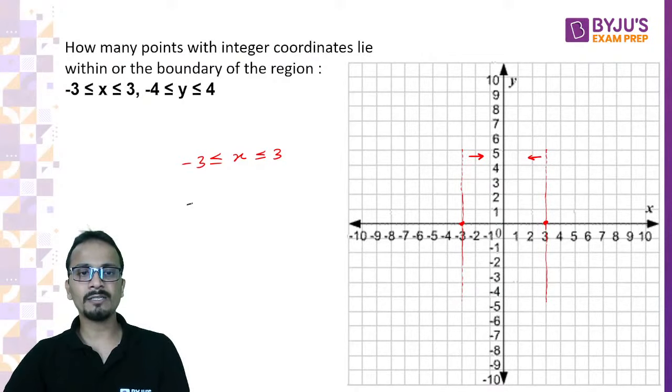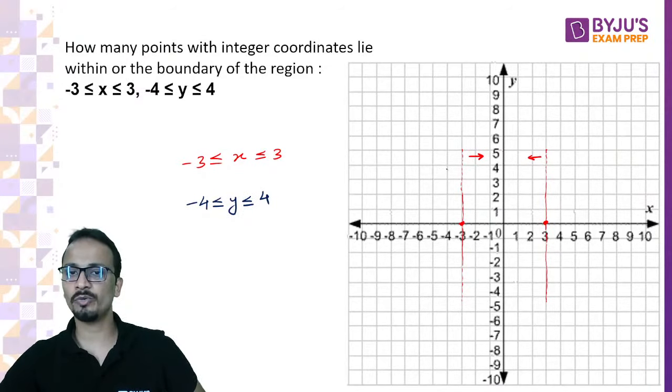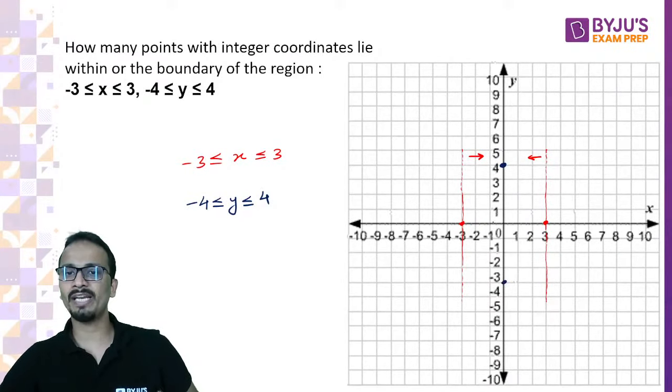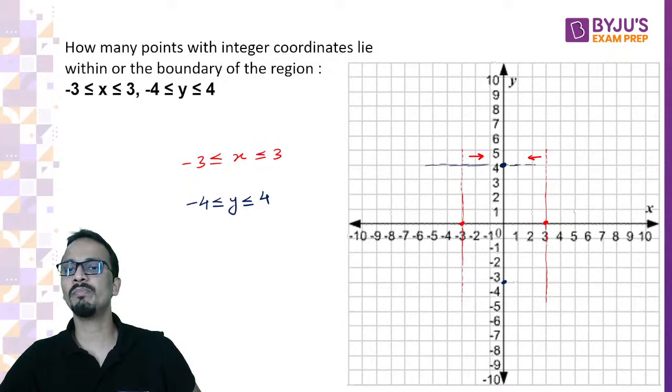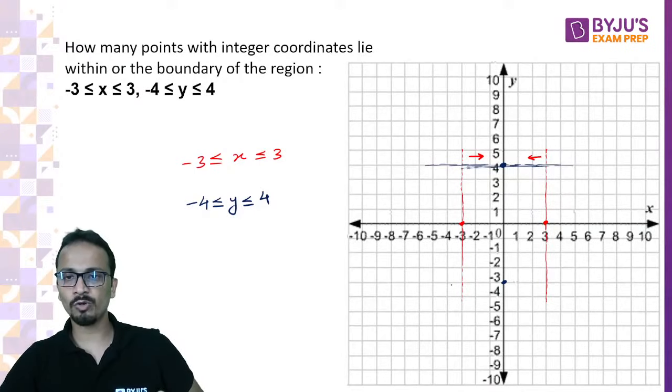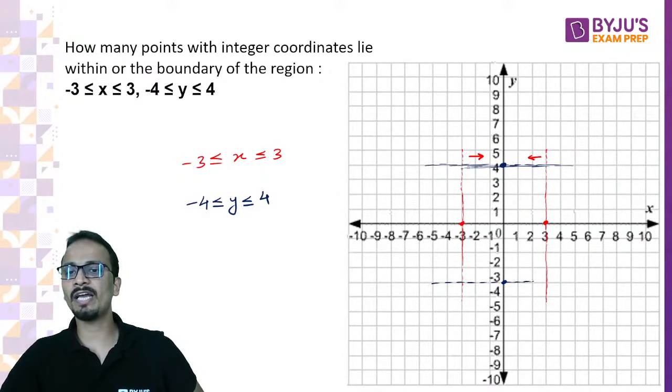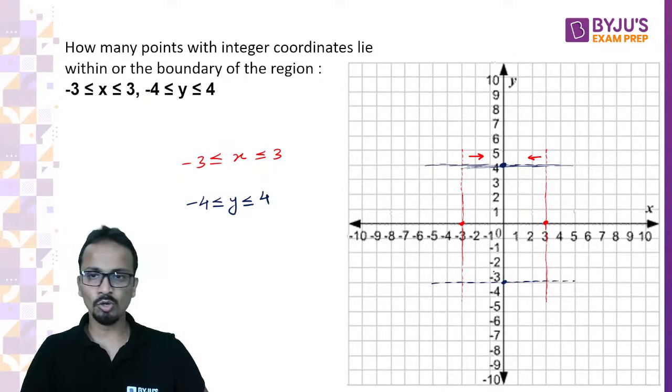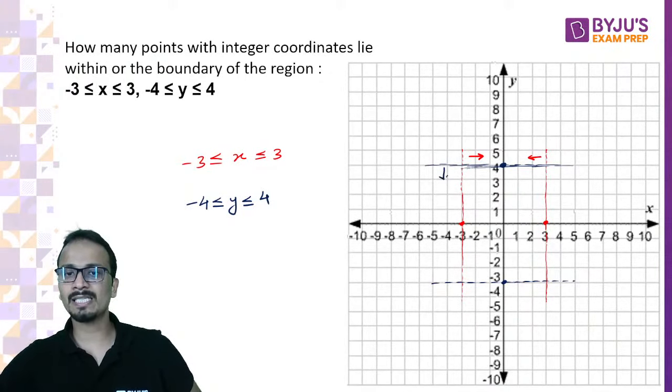Now looking at the second part, y is between -4 and +4, and both these points are also included. So extremes are also included. So this is the point y equal to 4 and this is the point y equal to -4. If I again draw a straight dotted line with blue color, this will be the graph for y equal to +4 and this will be the graph for y equal to -4. So the region which is below this line and above this line will be considered.